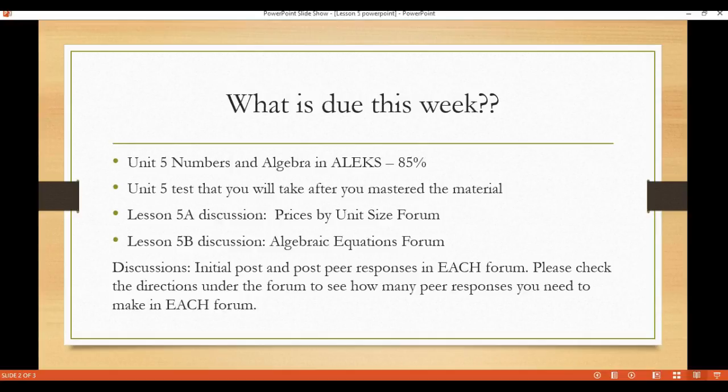In addition to your work in ALEKS, you have 2 discussion questions to do. Please be sure to check the due dates for this too in the announcements to see when your initial posts and peer responses are due, since this is the last lesson. The directions under the form will tell you what the required amount of peer responses are, so please make sure you look into this before you get started.